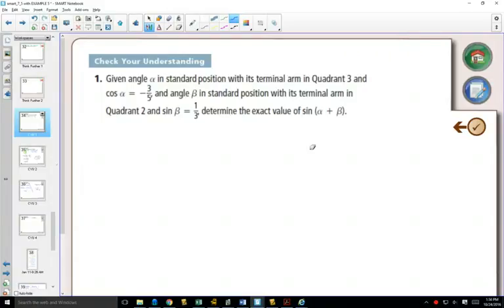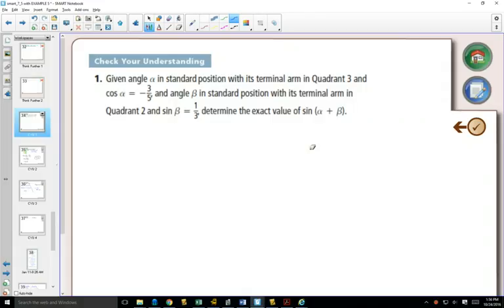All right, so we are given an angle alpha in quadrant 3, and we're given an angle beta in quadrant 2. So we're given two angles in this question, and we know what cos of alpha is, and we know what sine of beta is, and we want to determine the exact value of sine alpha plus beta.